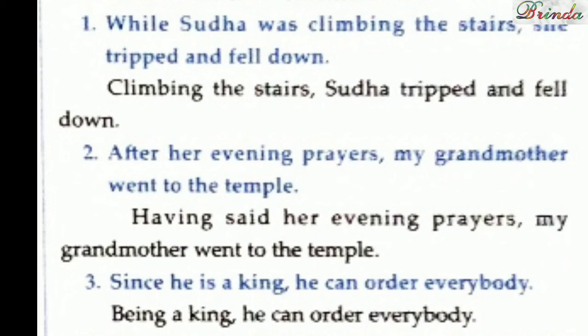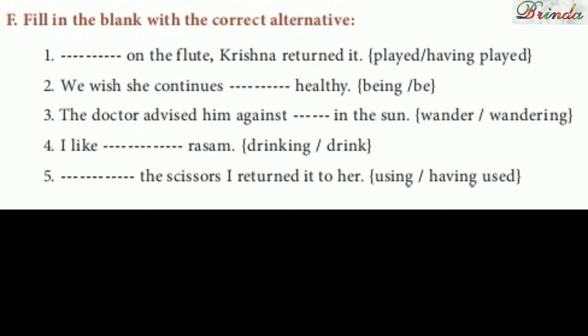Okay. Third one, since he is a king, he can order everybody. Being a king, he can order everybody. Fourth one, they took the last wicket and walked back to the pavilion. Taking the last wicket, they walked back to the pavilion. Fifth one, when he saw the train in the platform, he rushed. Seeing the train in the platform, he rushed. Now moving on to F section.